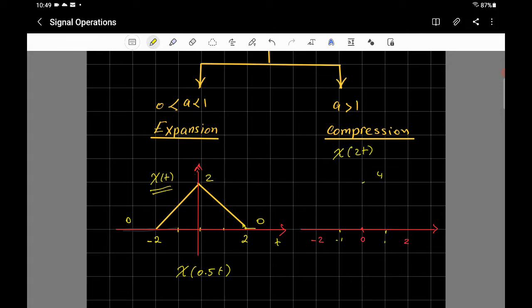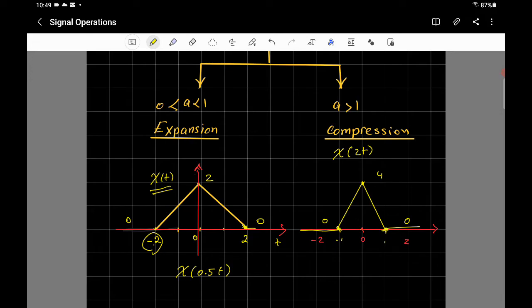So when you have x of 2t, what happens? You divide every point here on the time axis by 2. Remember that. So 0 divided by 2 becomes 0. The same thing, the height is equal to 4. And -2 divided by 2 will be -1. So this point, -2, becomes -1. And the point 2 divided by 2 becomes 1. And you connect your triangle here. And it would be 0 to the left and the right. So as you see, it's a compression of this graph.